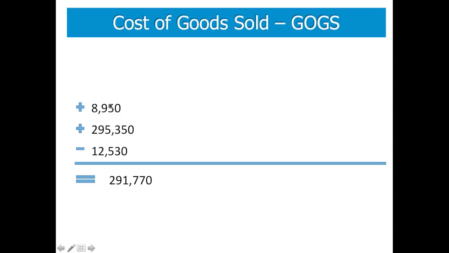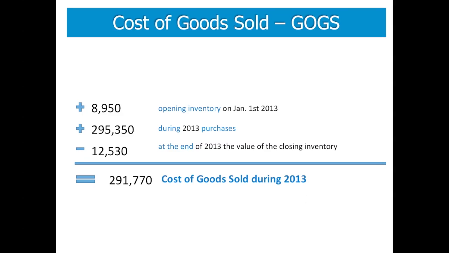Let's see how we can apply this information to the formula that we saw before. We take the value of the opening inventory of foods and beverages, plus the value of the purchases, minus the value of the closing inventory, and this gives us the cost of goods sold for foods and beverages for the entire year of 2013. So this is how we calculate a major operating expense that relates to durable goods. Thank you very much.